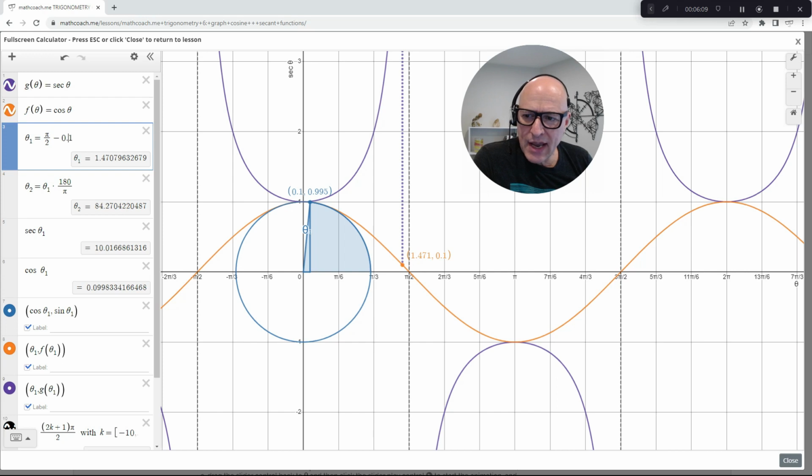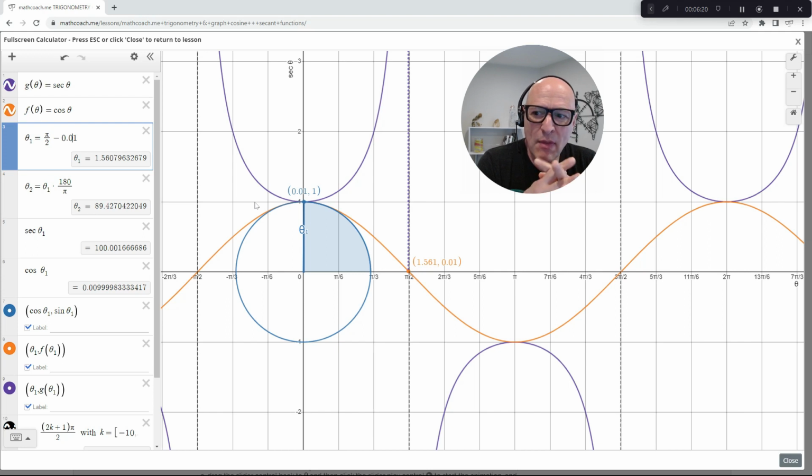Well, I'm going to just pad this with some zeros. So I'm going to subtract an even smaller number from pi over 2. So I'm getting pretty close to pi over 2. Pi over 2 minus 0.01. My cosine function has gotten even smaller. My secant function is now up to 100. And I'm going to add another zero. My secant function is now up to 1,000.